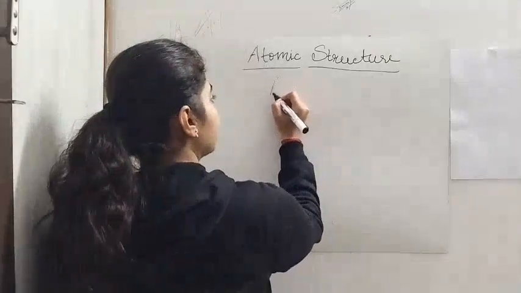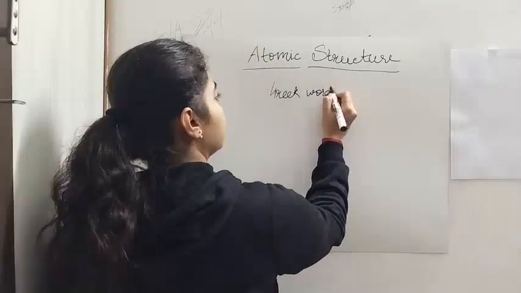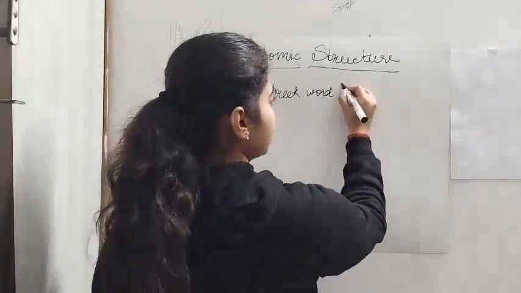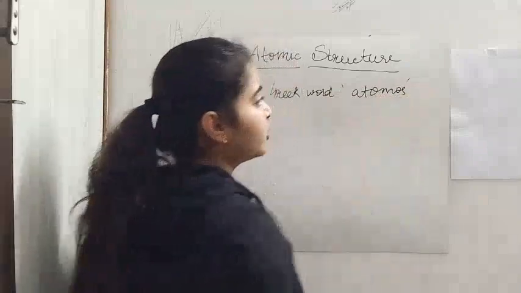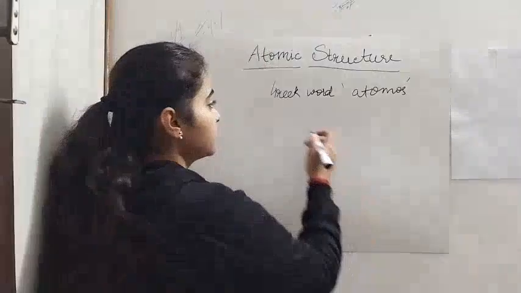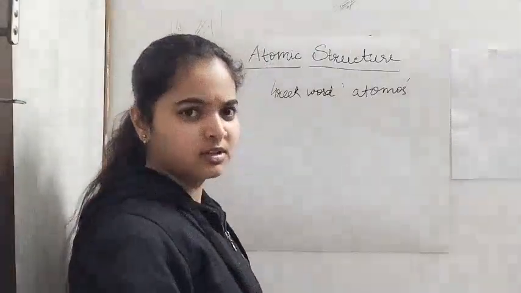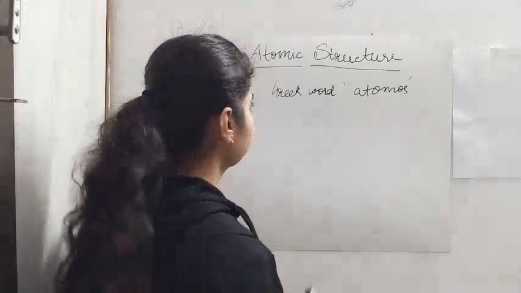So the word atom came from the Greek word atomos. The meaning of this Greek word is indivisible or uncuttable. Okay, so atom cannot be divided further, so this name has been given to this entity.